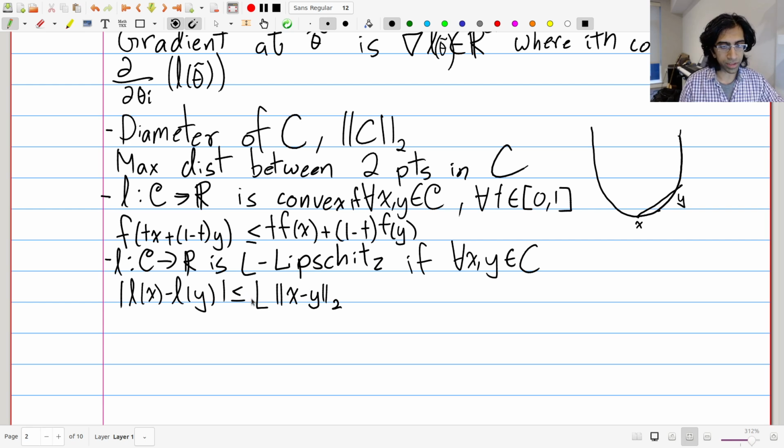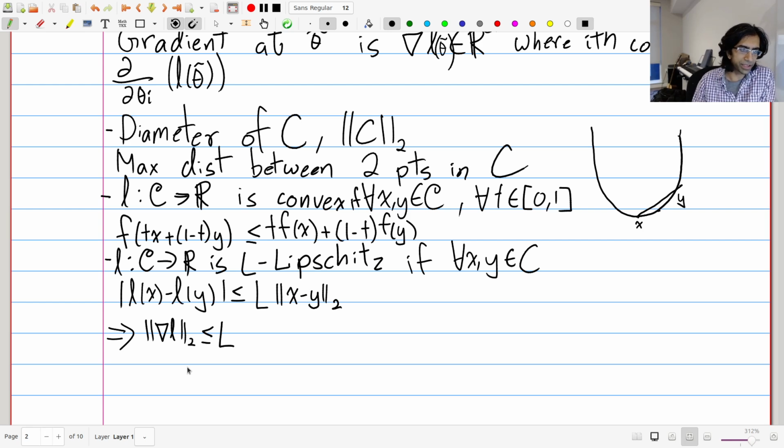One important consequence of this is that the function being L-Lipschitz implies a bound on the size of the gradient. In particular, the size of the gradient of L in L2 norm is going to be less than or equal to the same quantity, the Lipschitz constant. This is perhaps not too surprising if you think about it carefully. I think this is a good exercise to try to prove for yourself. As a hint, you can think of the gradient as a multivariate derivative, so it might be easier to start with the univariate case. But try to understand this implication.